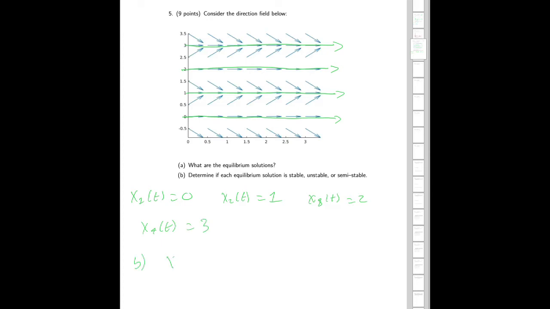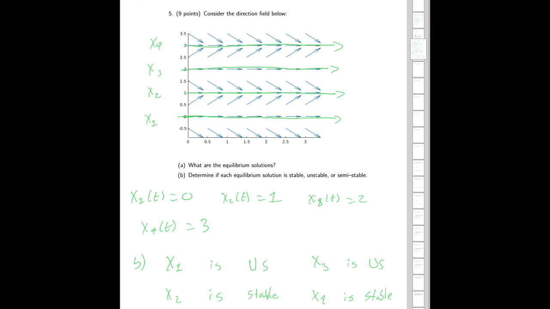Now let's do stability. So x1, in other words, that's the 0 solution. This is x1, x2, x3, x4. x1 is unstable because the vectors are pointing away from it. x2 is stable because the vectors are pointing to it. x3 is unstable, and x4 is stable.